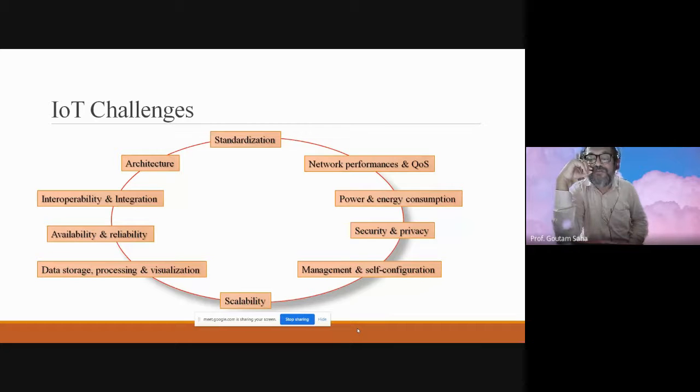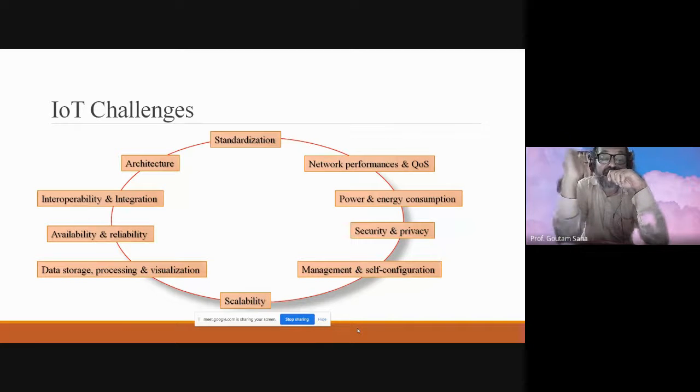Management and self-configuration, that I have already told you. Security and privacy is a great problem, I told you. IoT doesn't provide any good security, that's why banks don't use it till now. Power and energy consumption is a great problem, which is still a research issue for big data analysis. And network performance and QoS: how the network performs under different conditions, architectures and protocols, and how the quality of service is maintained, so that it can be standardized, is also a problem. So these are the challenges of IoT.